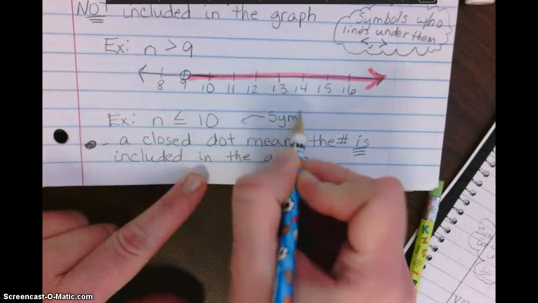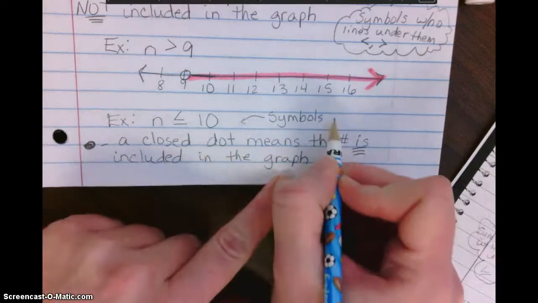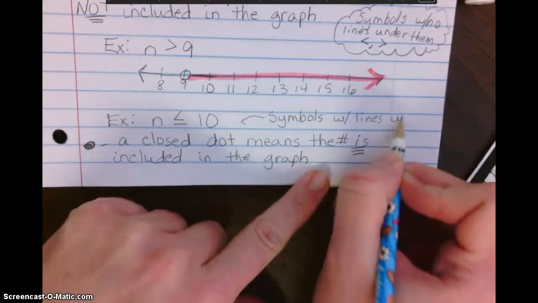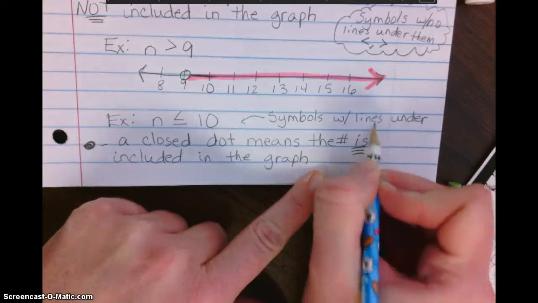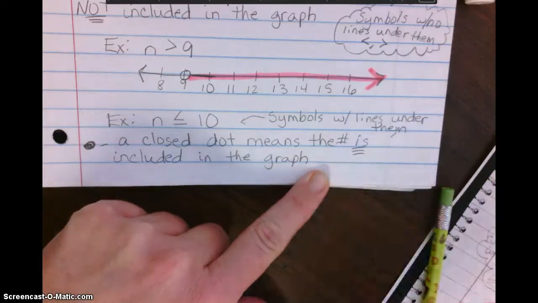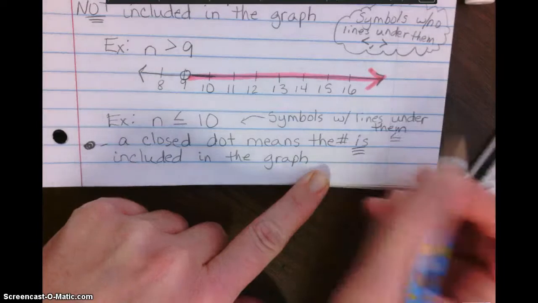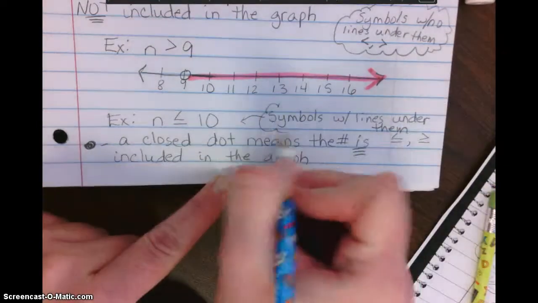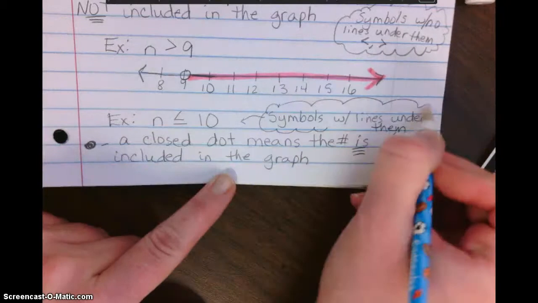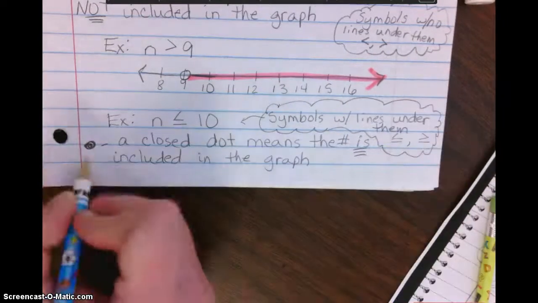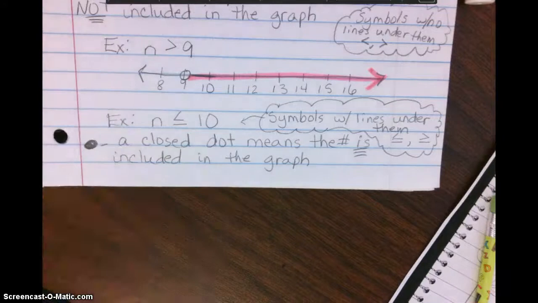Symbols with lines under them: less than or equal to, greater than or equal to. When you have those lines under the symbol, that means you use the closed dot on your number line.